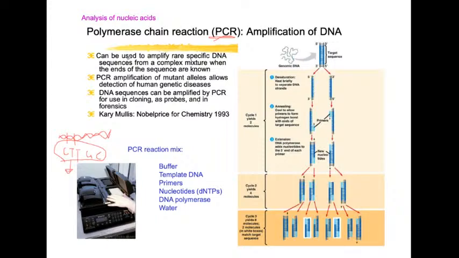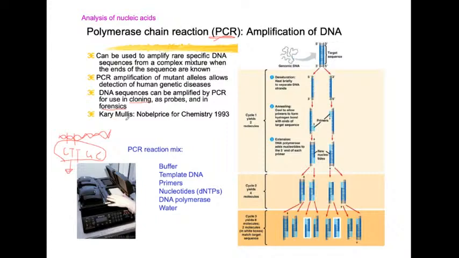So first thing, PCR can be used to amplify rare specific DNA sequences from a complex mixture when the ends of the sequence are known. When we know the ends of the sequences, we can create the same base pairs in huge amount. PCR amplification of mutant alleles allows detection of human genetic diseases, like Alzheimer's or anything like that. And DNA sequences amplified by PCR can be used in cloning, as probes, or in forensic science also.